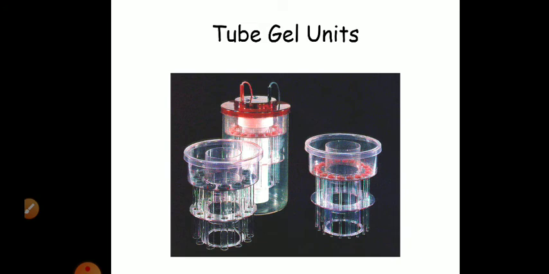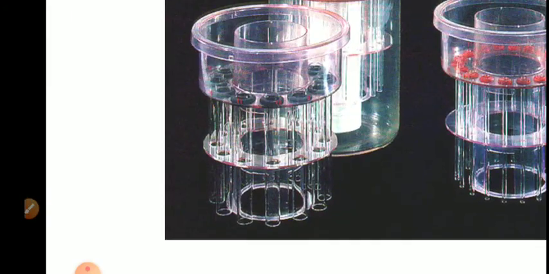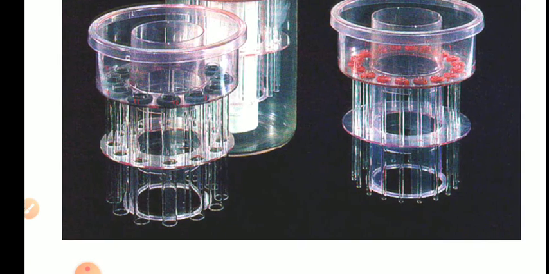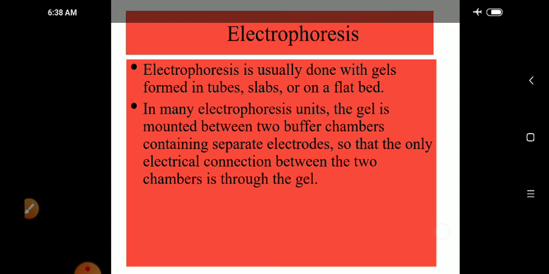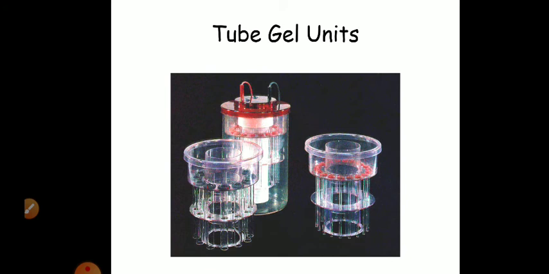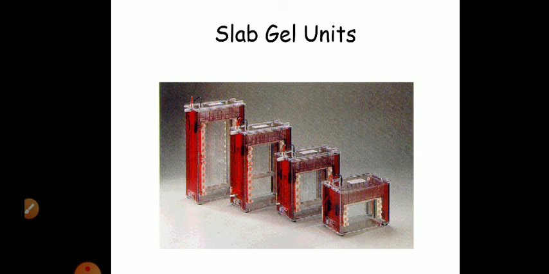Now, tube gel electrophoresis. These are not used nowadays. This apparatus contains many tubes arranged in a circular manner, and you have to fill the gel in the tubes. We also call it column gel electrophoresis. It is not widely used because, although separation is very good, when you want to remove the gel out of the tube, the tubes are very narrow and the gel most of the time breaks, so it is not preferred. Slab gel units are the most preferred units.